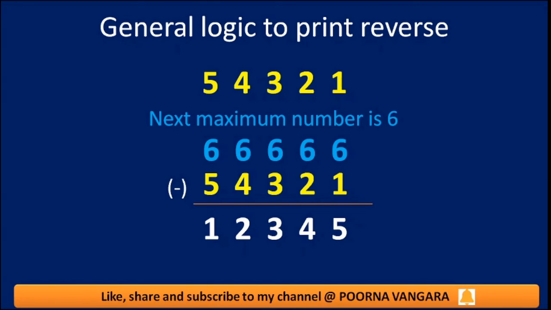Consider 5 4 3 2 1. I have 5 4 3 2 1, and I need to print 1 2 3 4 5. Then how can I generate this reverse? Simple. Get the maximum number in the sequence. Because it is in reverse, you need not worry. Just what is the maximum number? Because we stopped at 5, the maximum number is 6. So now you subtract all these digits from 6. Obviously you will get the reversed sequence.